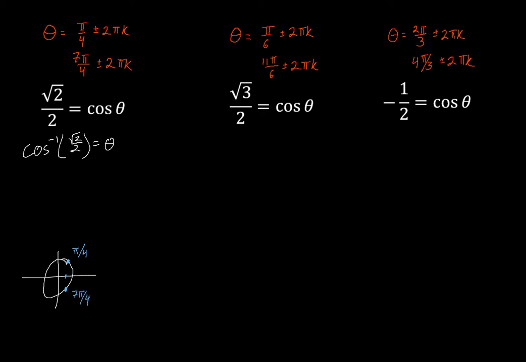So I'm going to take both of those values and say pi over 4, add and subtract my period as many times as I want. 7 pi over 4, add and subtract my period as many times as you want. Let's go ahead and switch it up and put arc cosine this time.